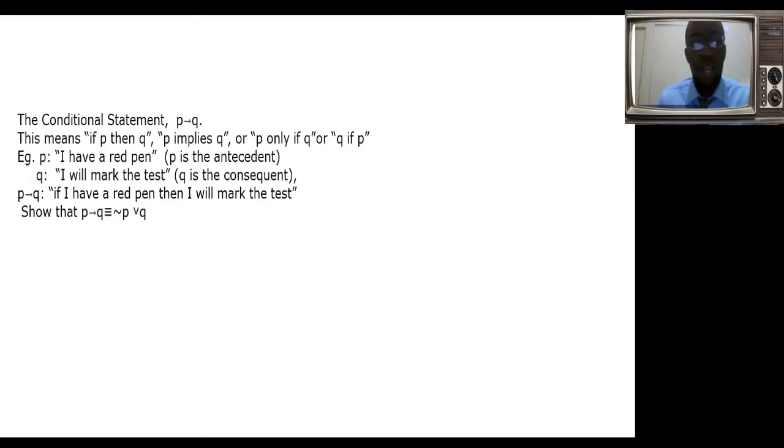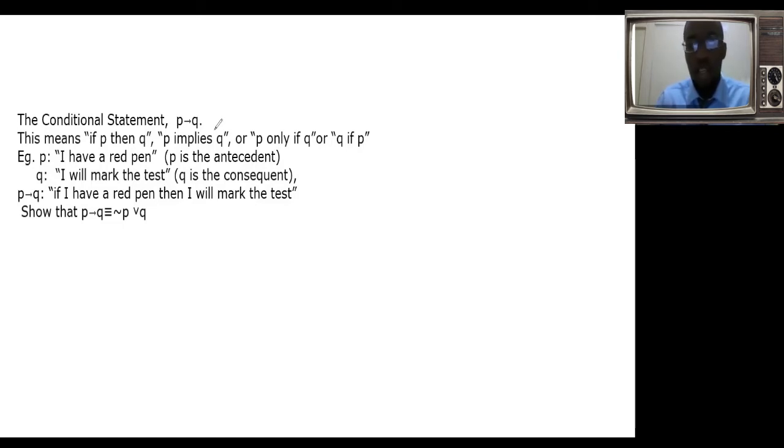All right, so here it says P implies Q. This arrow right here means implies. P implies Q. So it's the same as reading: if P, then Q. P implies Q, or it reads P only if Q, or Q if P. Those are just different ways we read it.